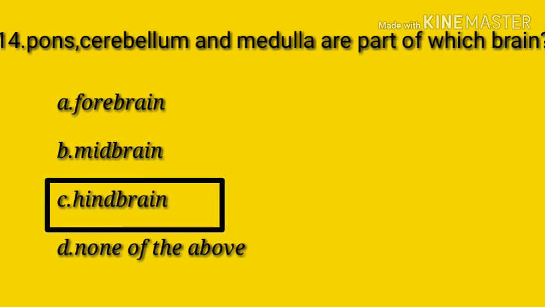The brain is broadly divided into three regions: forebrain, midbrain and hindbrain. The forebrain mainly consists of the cerebrum. The midbrain does not have any further division. The hindbrain consists of three centers called pons, cerebellum and medulla. So the answer is option C, hindbrain.